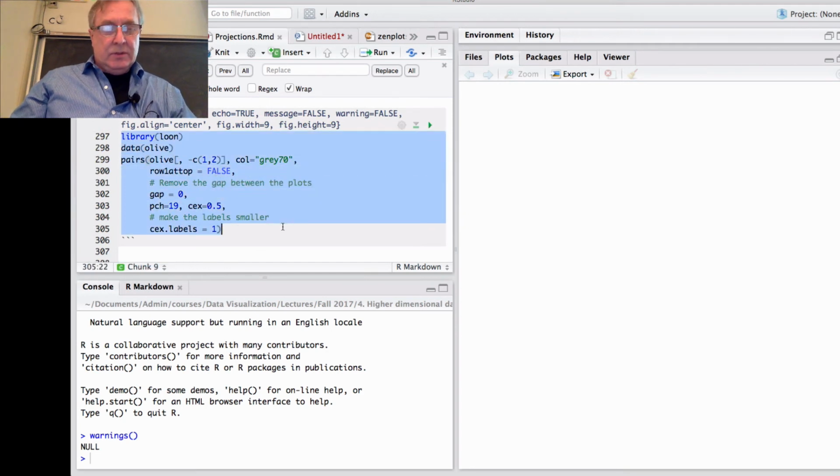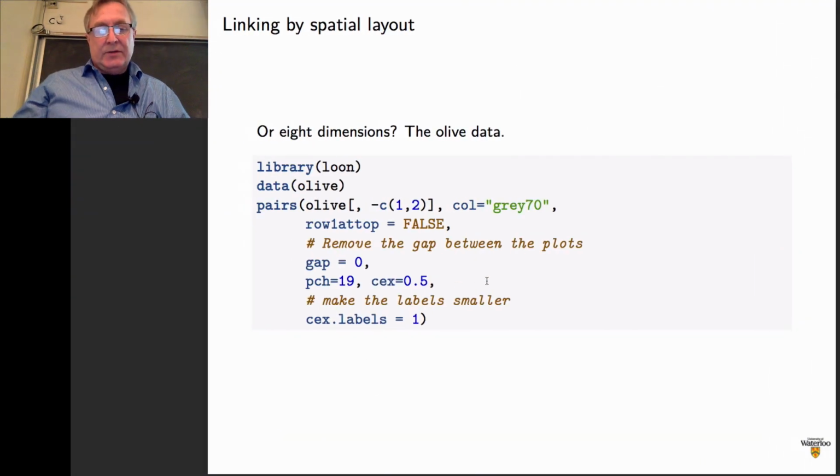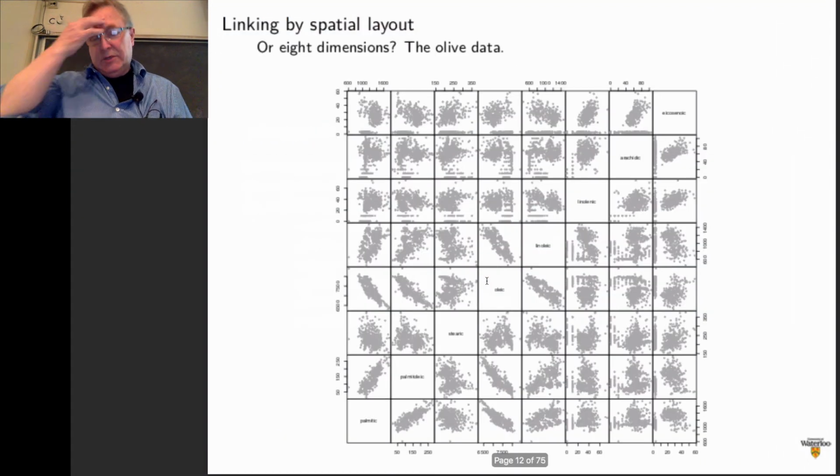So hopefully this works. Oh, sorry, this is just the pairs plot itself. I'm getting ahead of myself. That's not going to be activated. So that's the pairs plot itself, which looks like that.